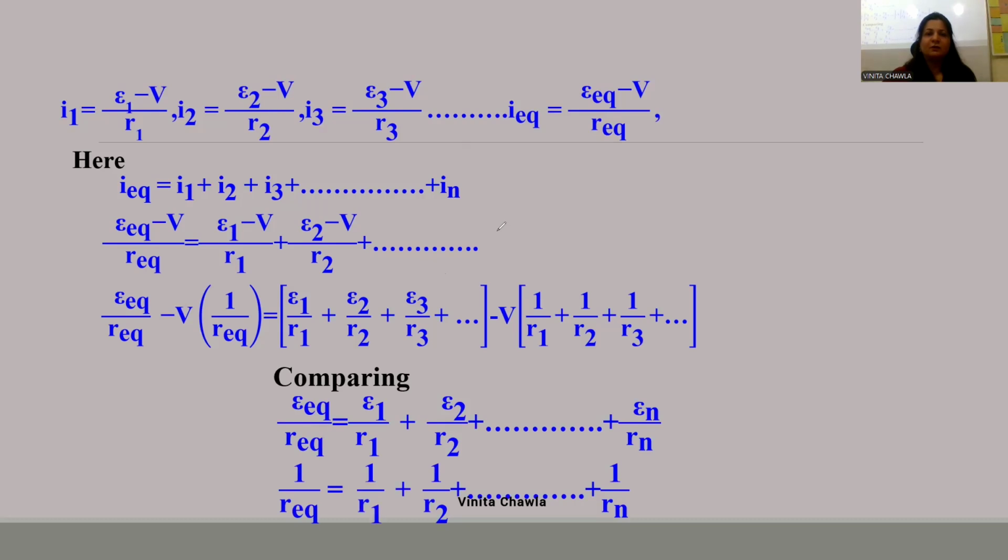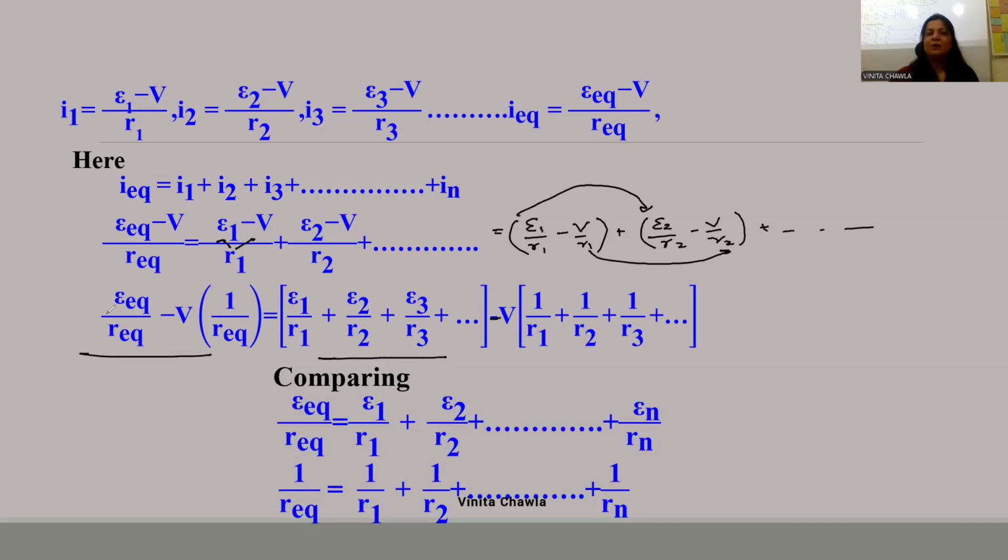Here we can see E1 by R1 minus V by R1. We can write like this for the first, right? R1 divides both E1 and V. And similarly for the second we can write like this, E2 by R2 minus V by R2. Then we will write these expressions together. We will take the negative sign outside and compare these two, right? So this thing is equal to this. And this expression, 1 upon R equivalent, is equal to this thing.